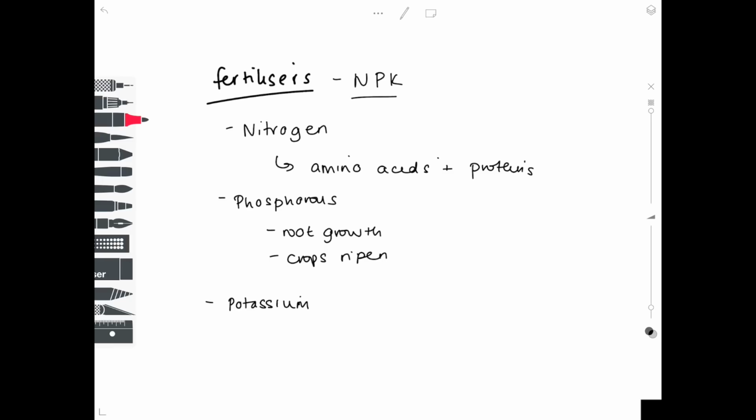Why is potassium needed by plants? Because they use it to produce proteins and to help them resist diseases.